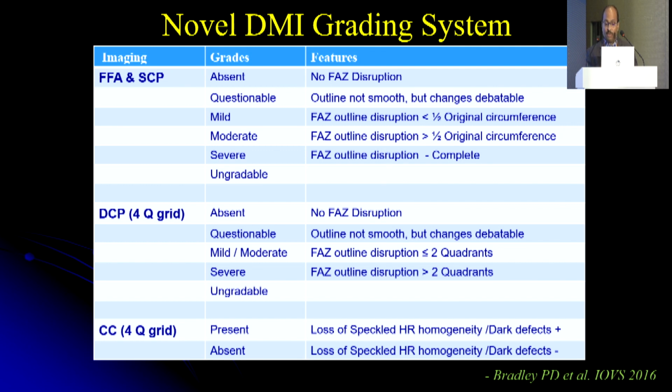So mild to moderate was FAZ disruption in less than or equal to 2 quadrants, and severe was when it was more than 2 quadrants. And it was just a plus or minus response with the choriocapillaris: loss of speckled hyperreflectivity, homogeneity, dark defects if present. Then you said macular ischemia was there at the choroidal level.